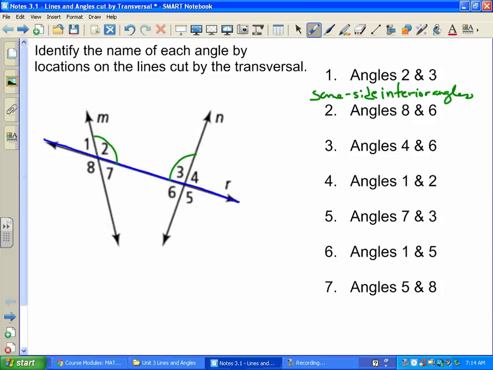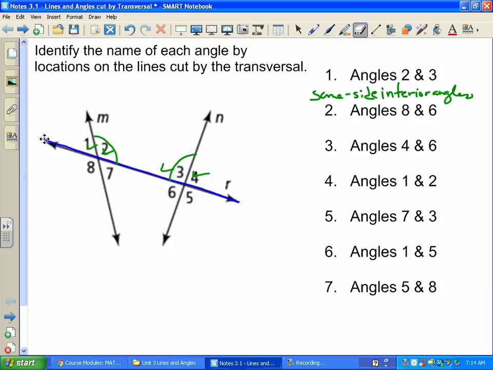So when you identify the name of an angle, you do it by the location it has in relation to the two lines, as well as sometimes which side of the transversal it is. Based on the vocabulary we just went over, same side interior could also be called consecutive. Consecutive means that they're in a row. If you start going across all the angles on this side of the line, 3 and 2 have to be consecutively in a row.